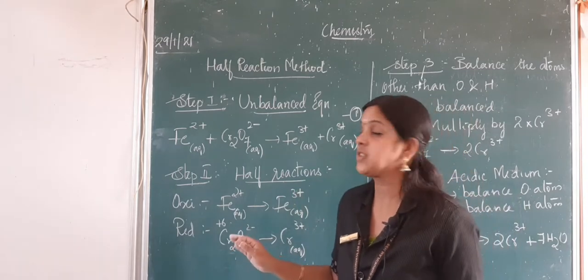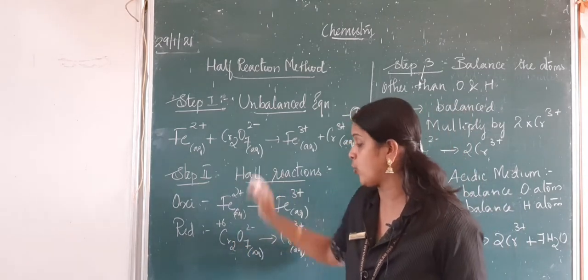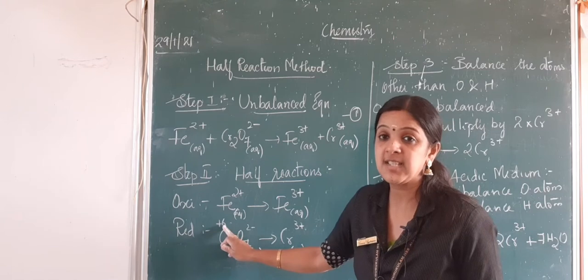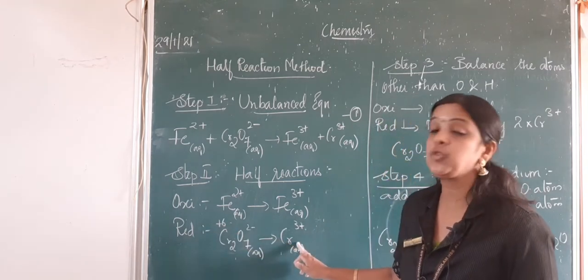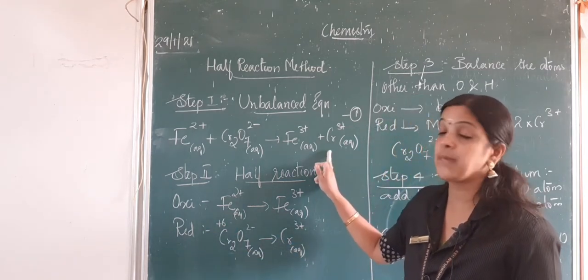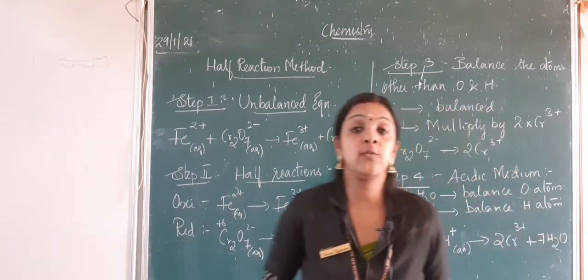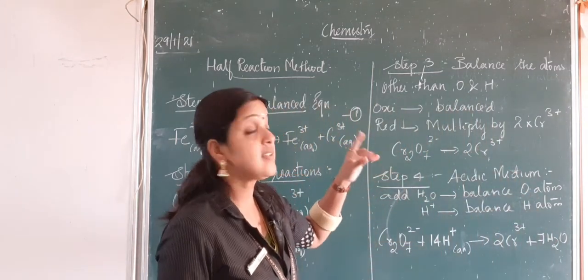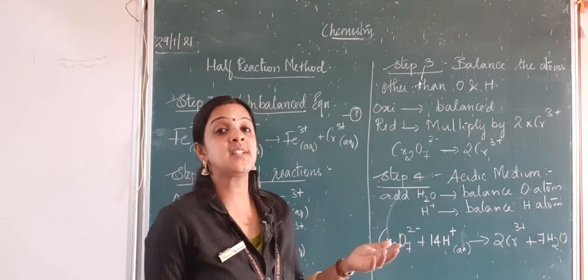So which is my reduction reaction? Dichromate ion, where chromium bearing a +6 oxidation state gets reduced to +3. So that shows my reduction reaction. Then what is the next step? We need to balance the atoms other than oxygen and hydrogen.